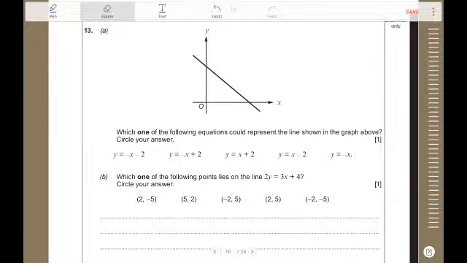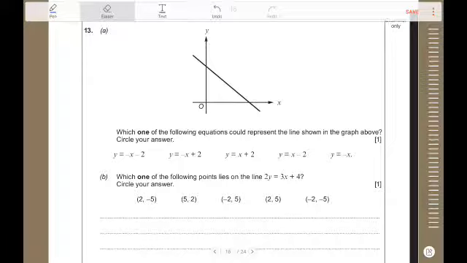Okay, hi, this is a question from the WJEC GCSE Mathematics Intermediate Unit 1 non-calculator paper. Let's have a look. Which one of the following equations could represent the line shown in the graph above? Circle your answer. So we've got 5 options.